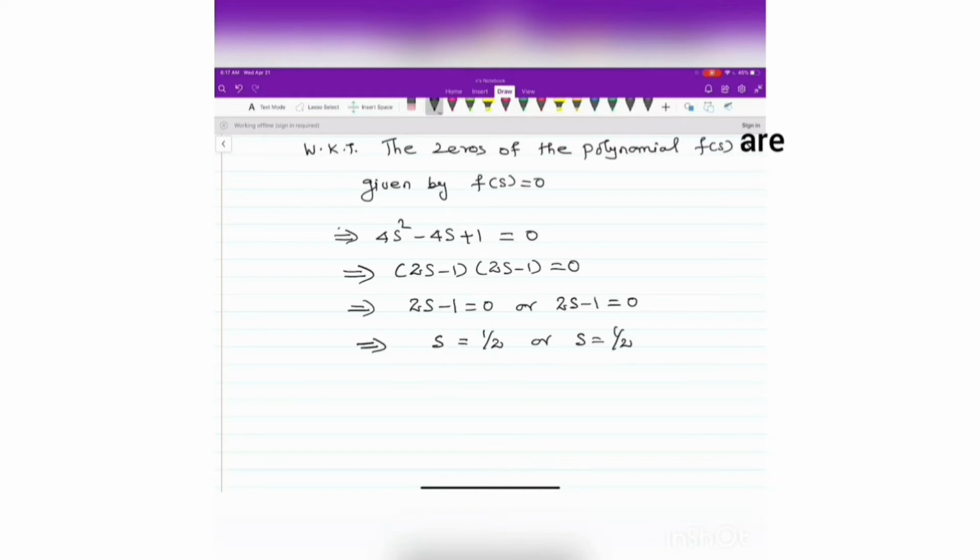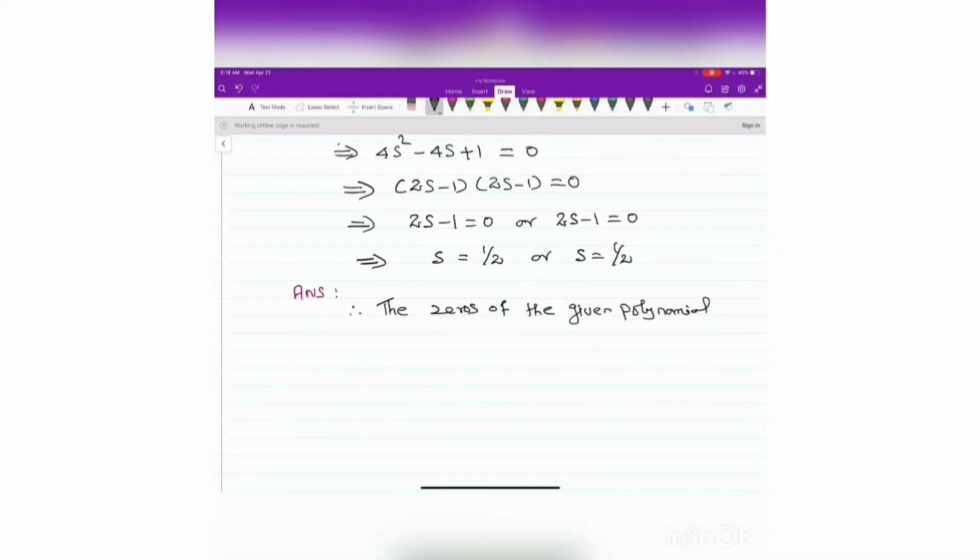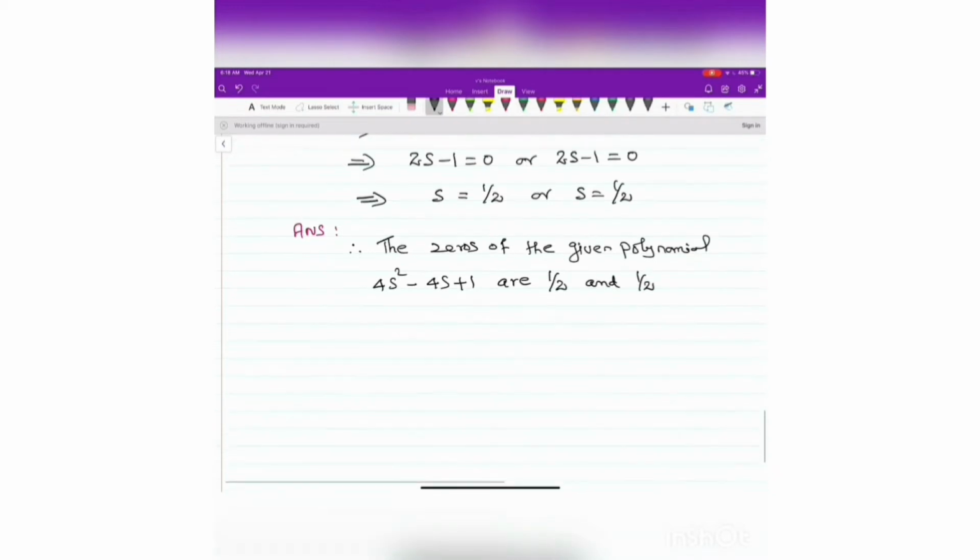So, let me write the answer for the first part. Therefore, the zeros of the given polynomial, it's very important, given polynomial or quadratic polynomial, the choice is yours, 4s square minus 4s plus 1 are 1 by 2 and 1 by 2. So, first part you have completed.